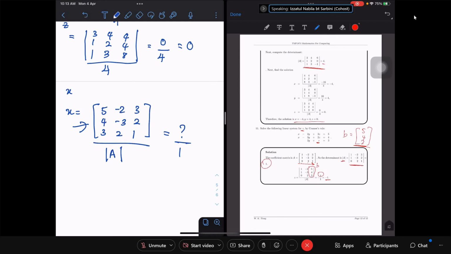So you should know, if it is the first variable, you change the first column with matrix B. If it is the second variable, you change the second column with matrix B. And then you just calculate the determinants and divide by the determinant of A. And that is Cramer's rule.